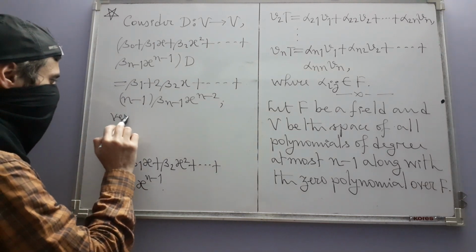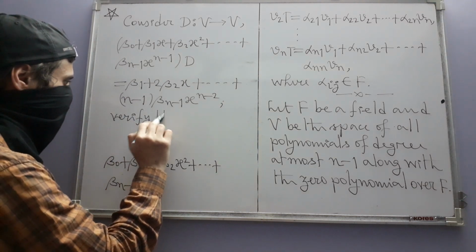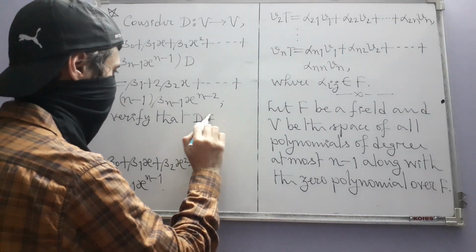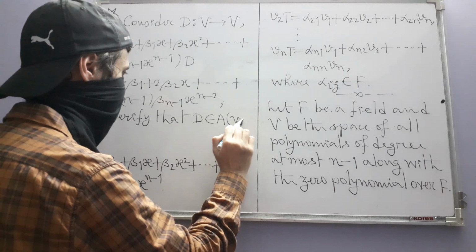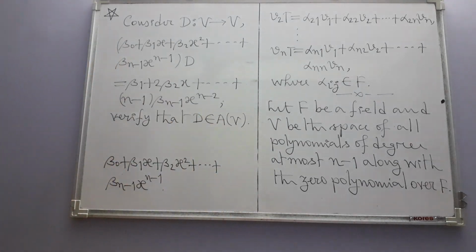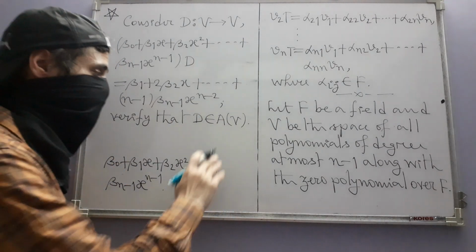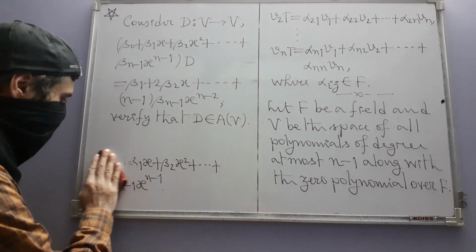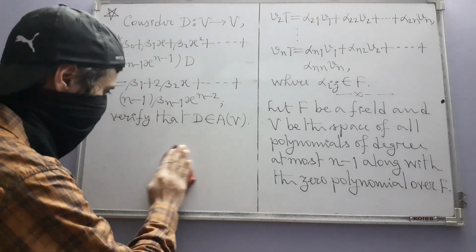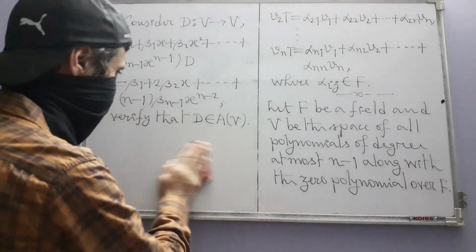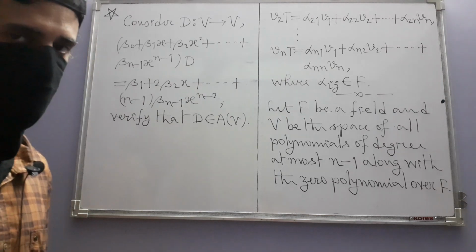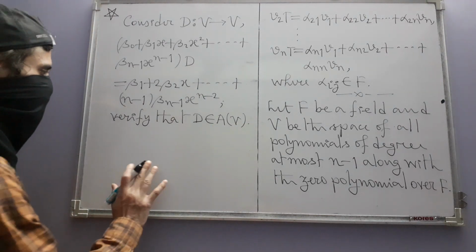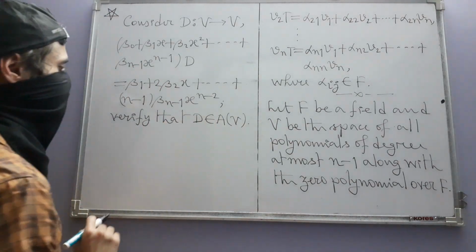Verify that D is actually a linear operator on V. That is, D belongs to the vector space A of V. I should not perhaps say algebra. The algebra aspect of this we will see, but let's just treat this as a vector space for now. Okay, so this is left to you.